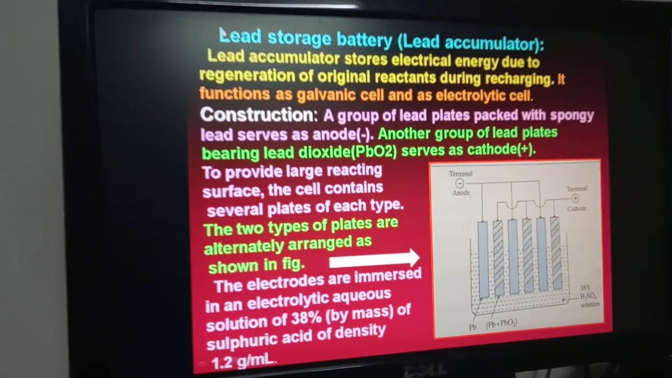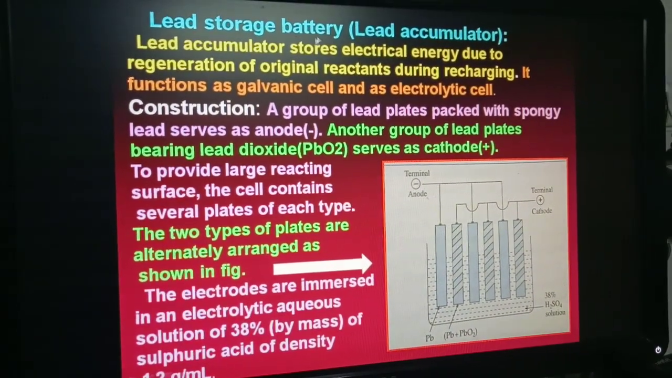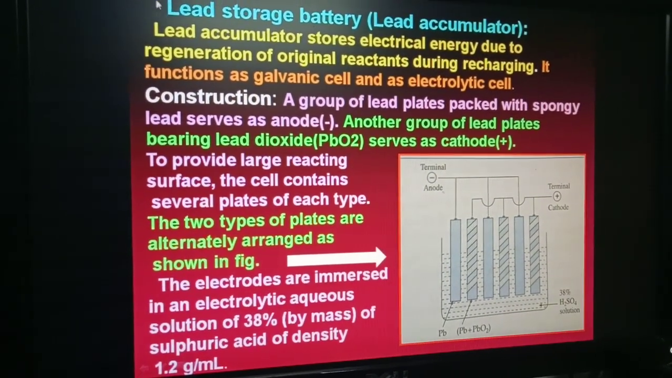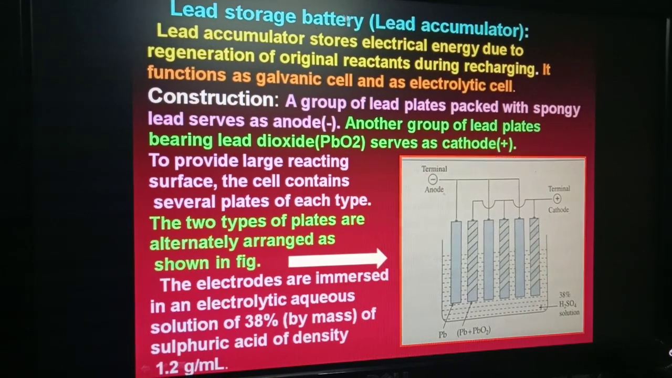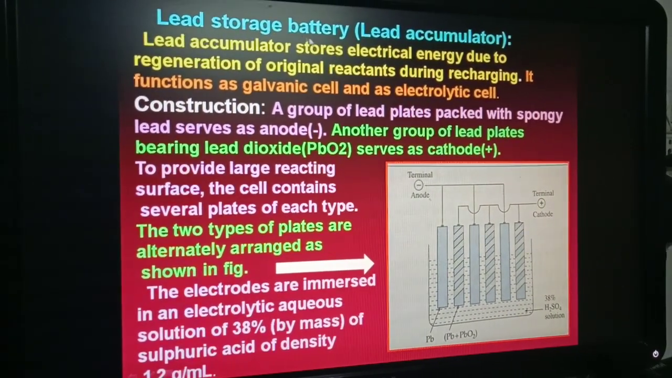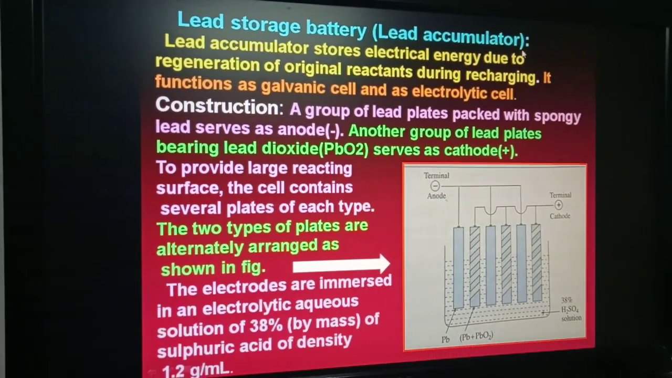Now next we will study about a lead storage battery, very commonly seen in trucks, motor cars, and in your two-wheelers. So this lead storage battery is also called a lead accumulator.